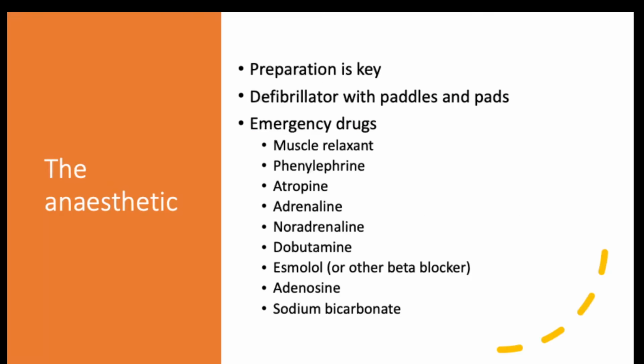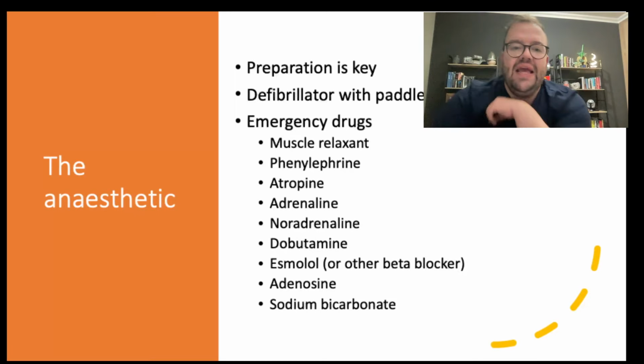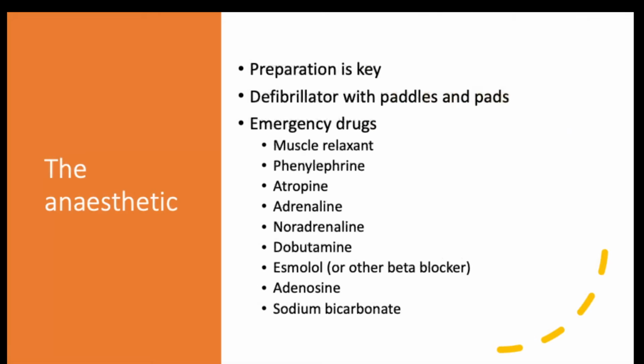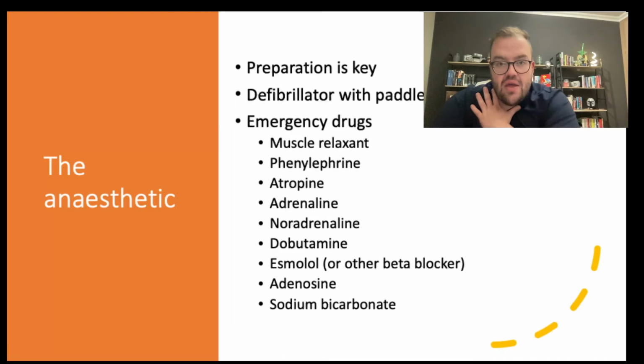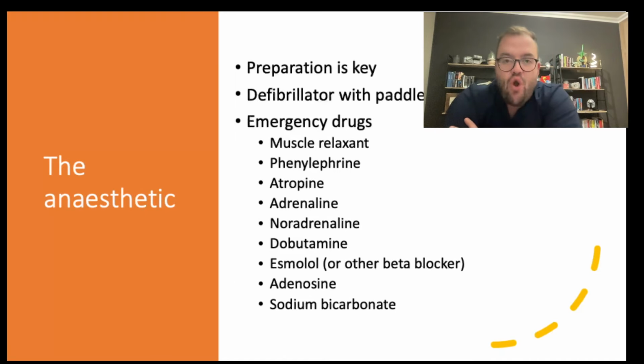The actual anesthetic, guys: number one, preparation is key, okay? We need a defibrillator with paddles and pads available. So you need a pediatric appropriate defibrillator. You need to know the dosage of joules needed, okay? Remember, it's 4 joules per kilogram, okay? So you need pads if they have an arrhythmia and you need to shock them.